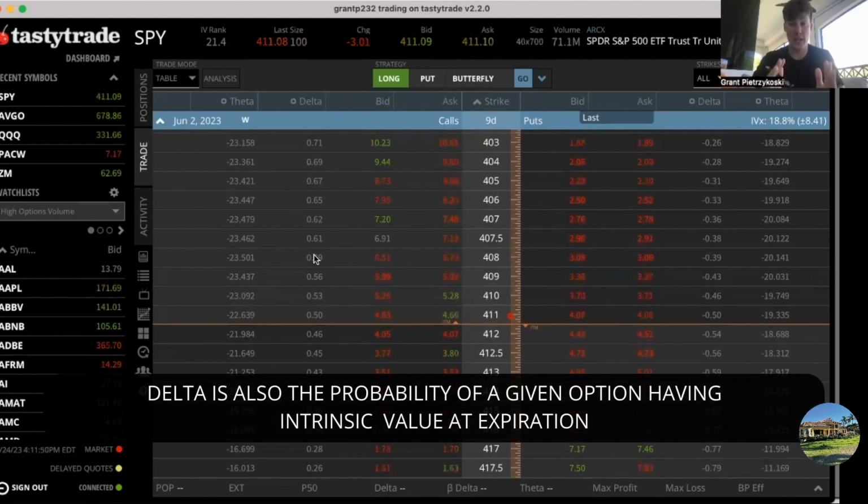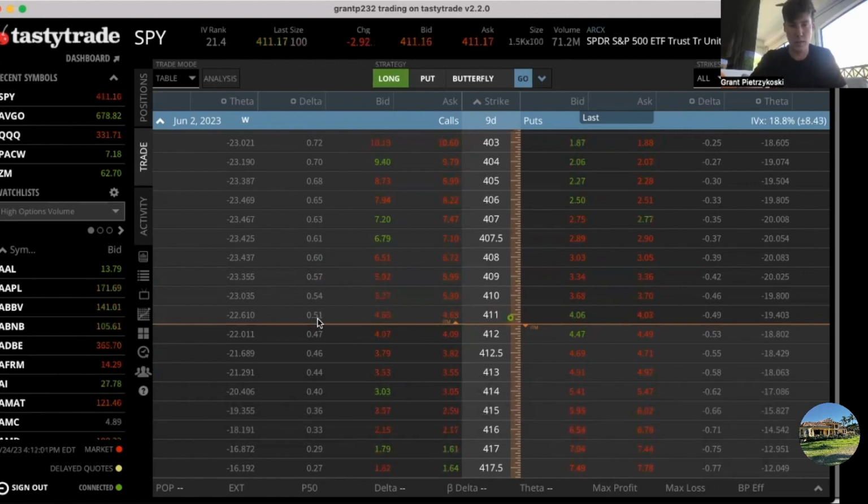The other thing that delta tells you is the probability of these options expiring in the money. So this 411 call that is in the money currently has a 51% chance of being in the money at expiration, so on June 2nd. Same goes for the puts. This is a 49 delta call, slightly out of the money currently. It's got a 49% chance of expiring in the money. So that's what delta tells you.